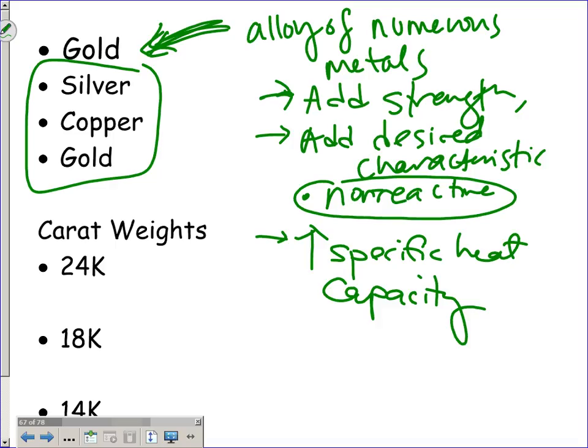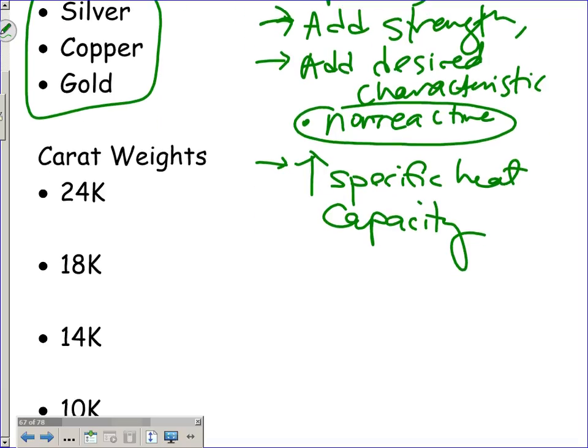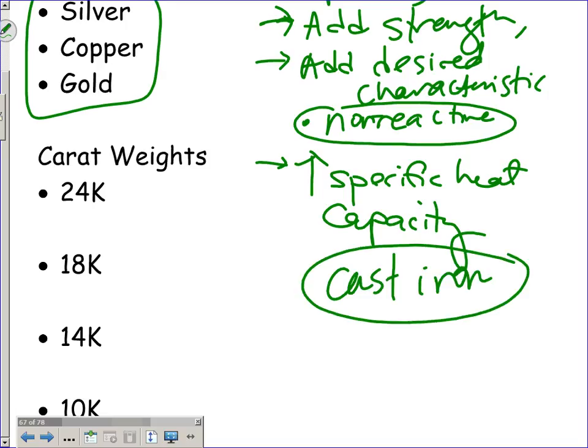So what kind of materials do you think they used to keep their food warm? Say again? What kind of metal? My mom has one. It's really, really heavy. Say again? Cast iron, right. So think of cast iron. Cast iron has what metal in it?